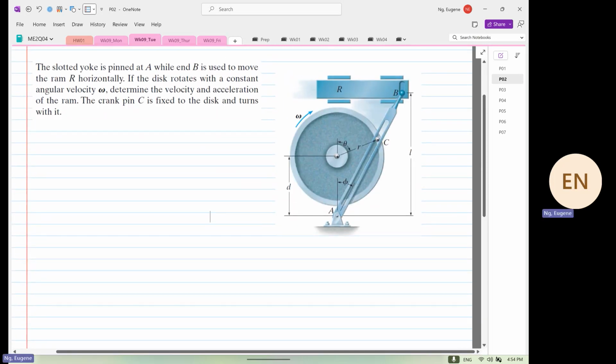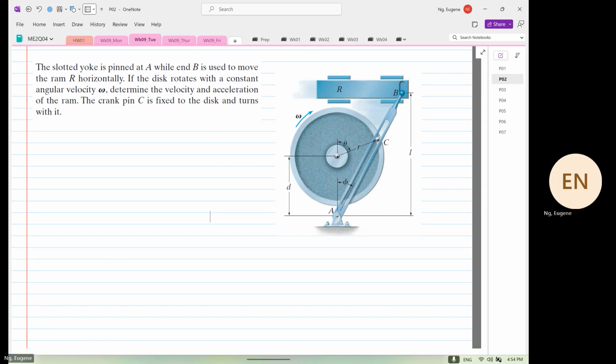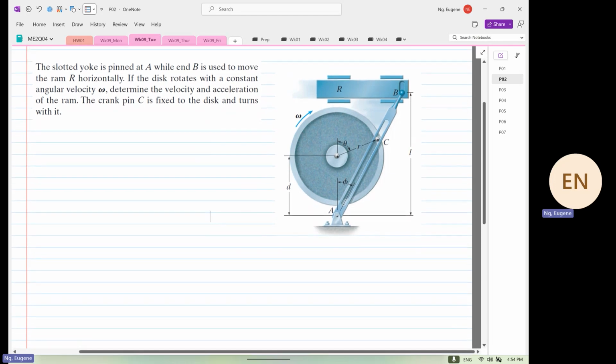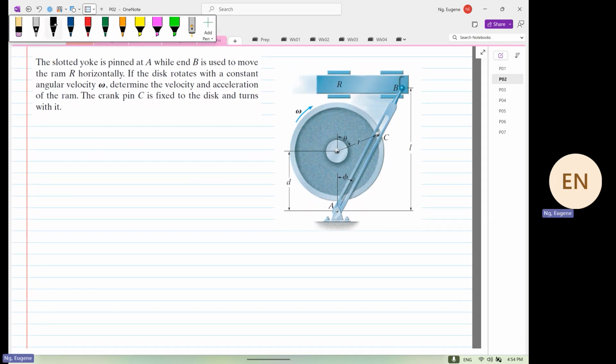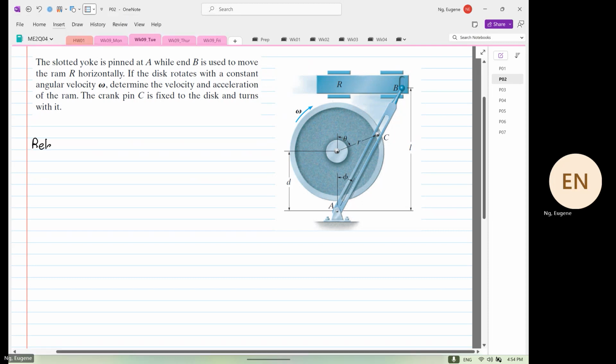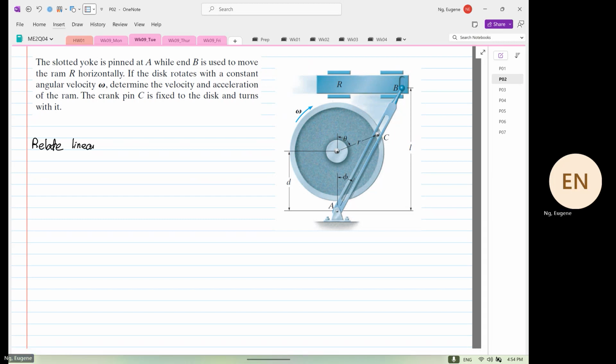Okay. Now, this question has a few core points, or important points, that you need to know. Regarding homework 5, we have to relate linear velocity with what? Angular velocity. That's the most important thing.